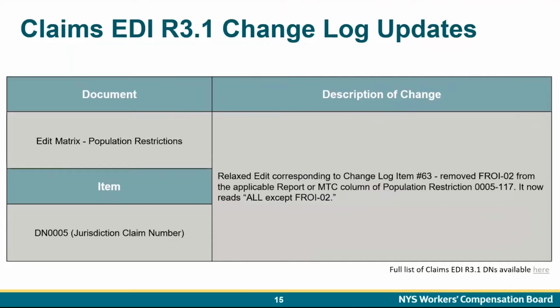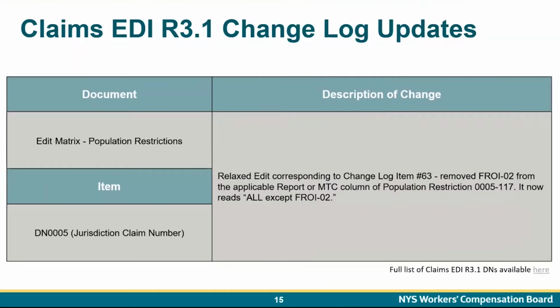This change was a population restriction change to DN0005, jurisdiction claim number. We actually relaxed an edit corresponding to changelog item number 63. And what we did was we removed the FROI 02 from the applicable report or MTC column for that population restriction, so it reads all except FROI 02.